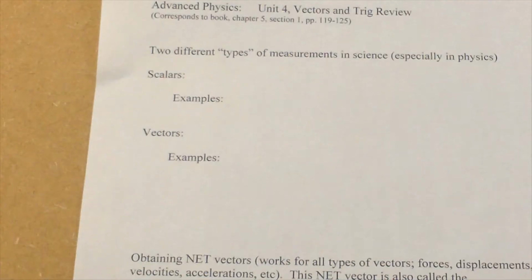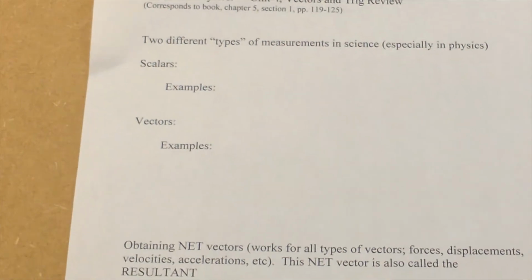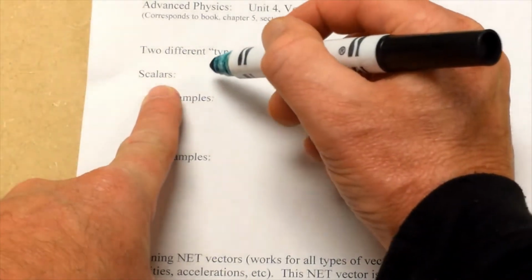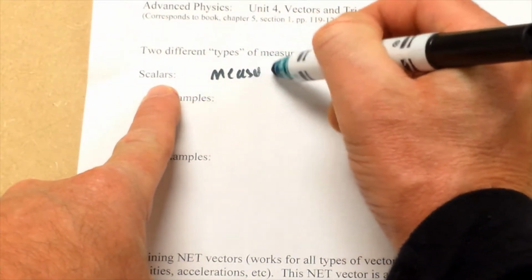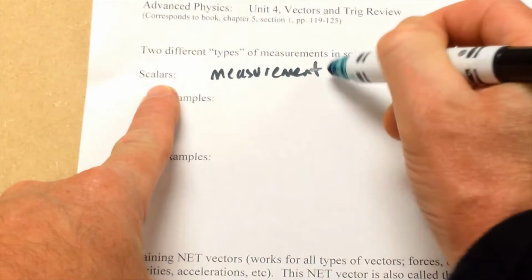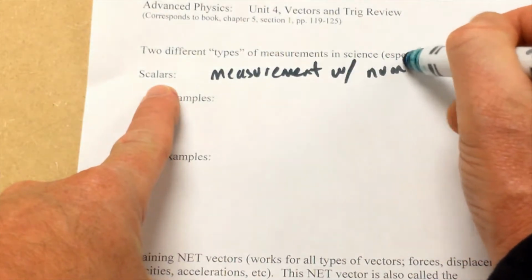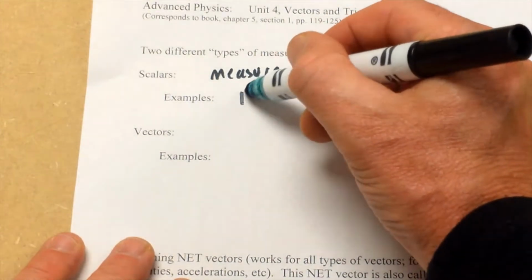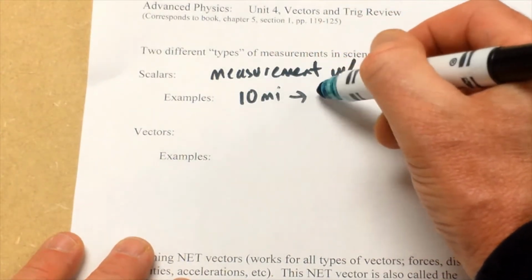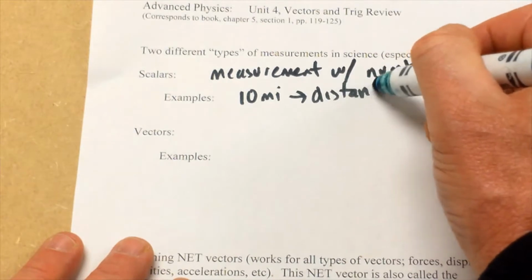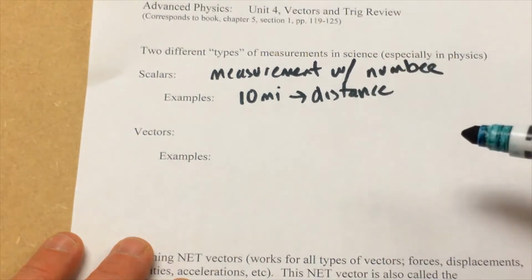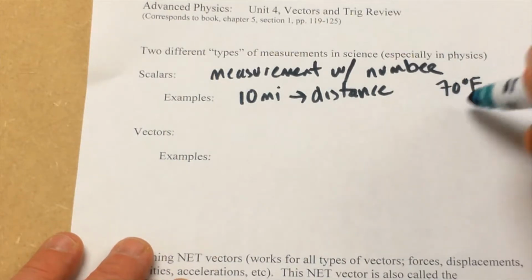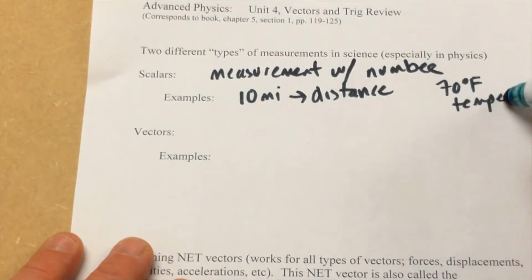Now, let's start off with these two types of early measurements that we have in science. This first type is called a scalar. A scalar is just a measurement with a number. So, for example, I might say, hey, how far did you run? I ran 10 miles. Okay, that's a distance idea. I might say to you, hey, how hot is it in the room? It's 70 degrees Fahrenheit. Temperature, that's a scalar.